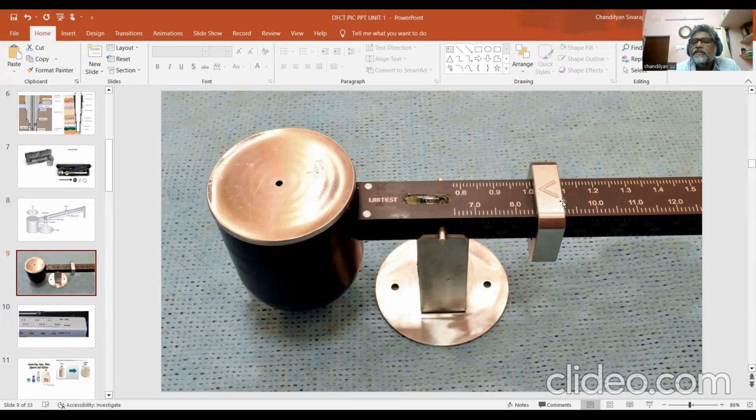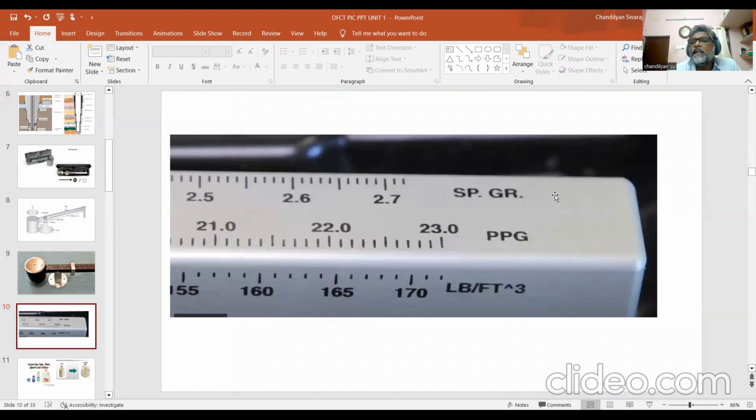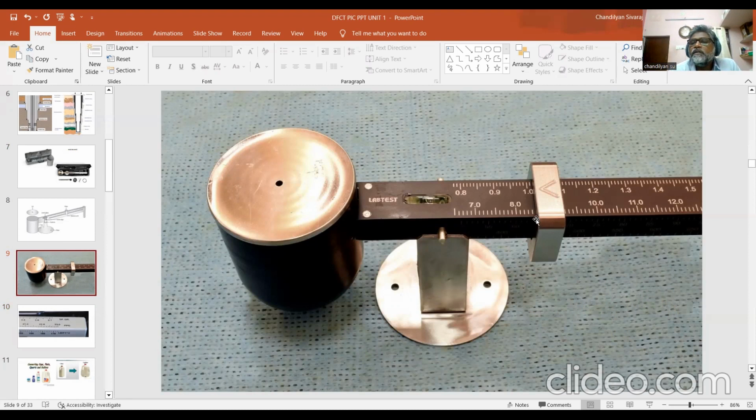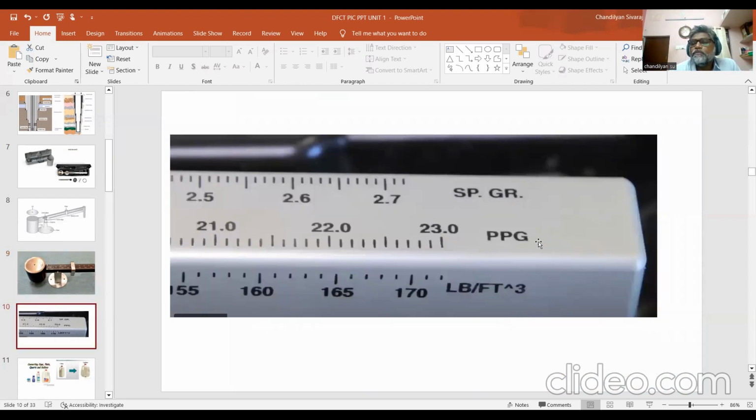There is an arrow mark on the rider. You can say it's one. What is the numeral one standing for? We'll see here. It could be specific gravity. What is the next scale standing for? Here, 8 point, let's say 8.4 or 8.5 or 8.6. What is it? Pounds per gallon. So that's the basis again. 8.3 pounds per gallon is the mud density for pure water.